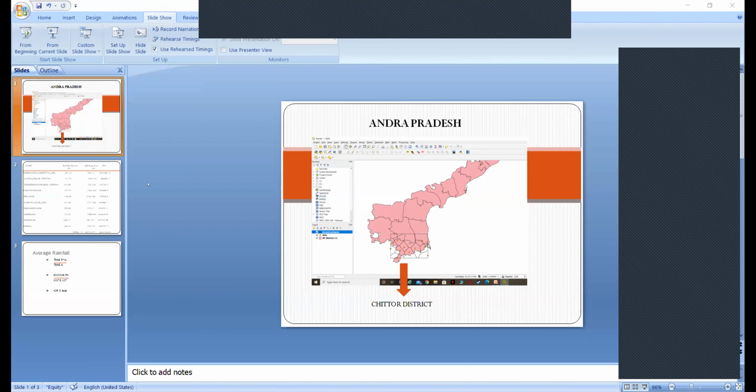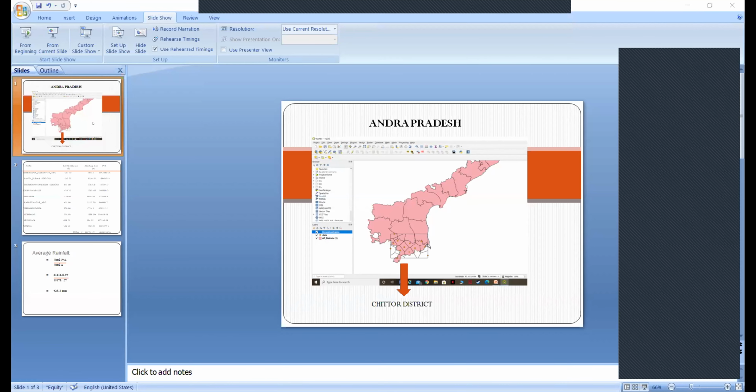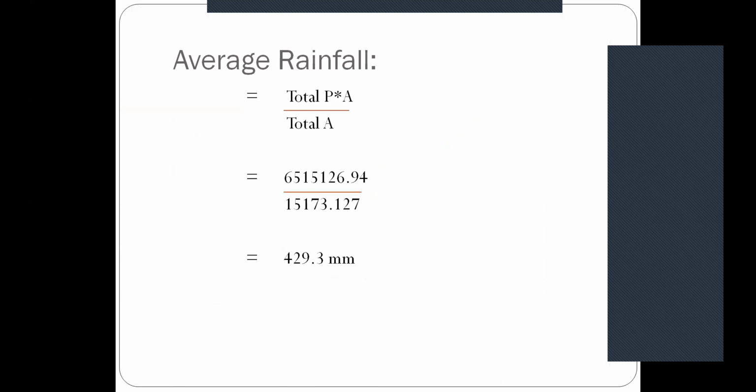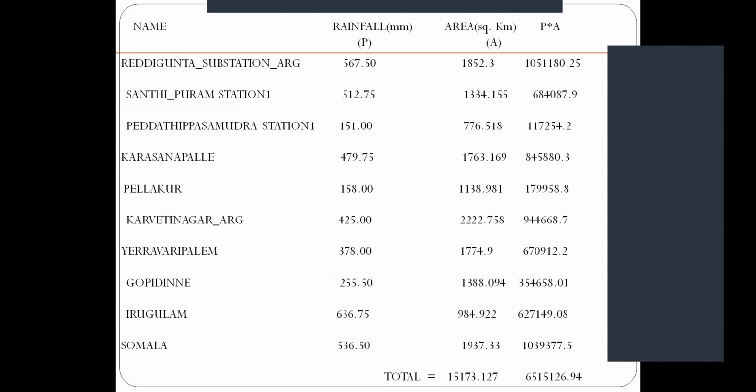So I took Chittor district. It's not Chittor, that is in Rajasthan. This is Chittoor. Oh, sorry. That's okay, I'm just saying. Chittorgarh is in Rajasthan. So I took this Chittoor district.